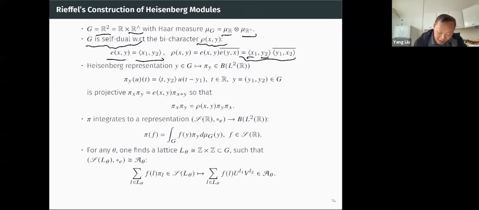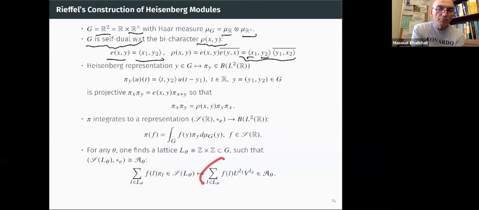For any theta, the parameter in A theta, you find a nice embedding of a lattice so that this rho of x, y gives you exactly the e to the 2 pi i theta. Now you just restrict a function to the lattice, and then you get the elements in A theta. So that's the explicit correspondence. L has two components, L1, L2. These elements are functions restricted to the lattice, and this is a function in A theta.